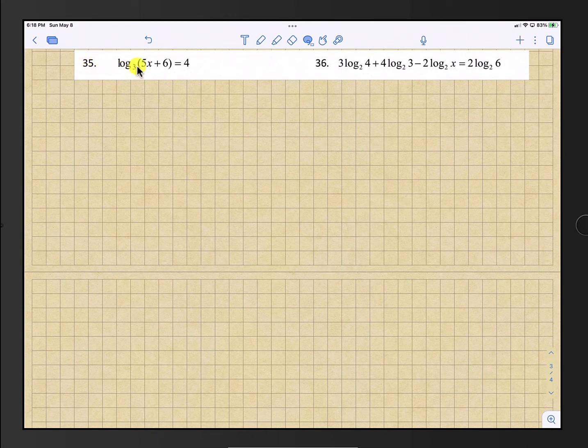Alright, for 35 we have log base 3 of 5x plus 6 is equal to 4. Converting that to an exponent, it's 5x plus 6 is equal to 3 to the 4th power, and 3 to the 4th power is 81. Let's subtract 6 from both sides, and then divide by 5. And so x is 15.